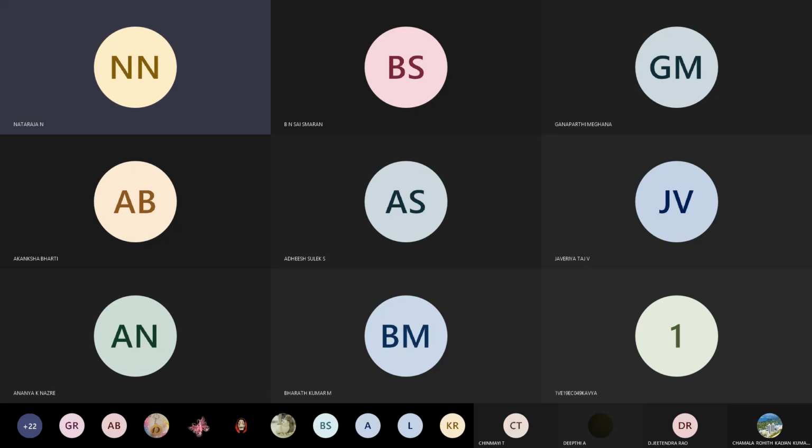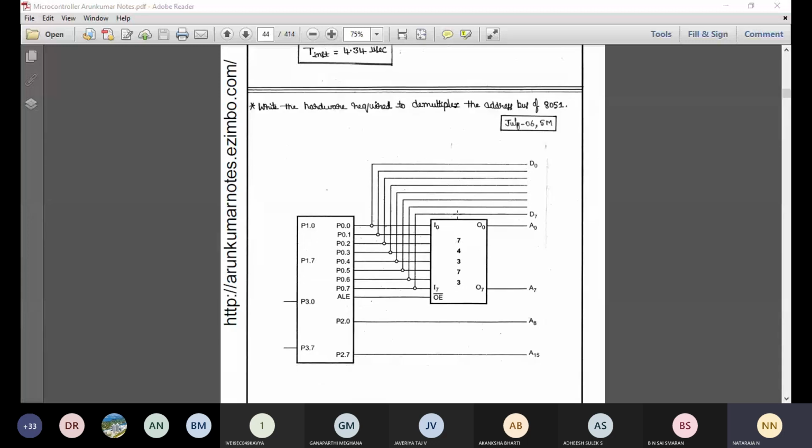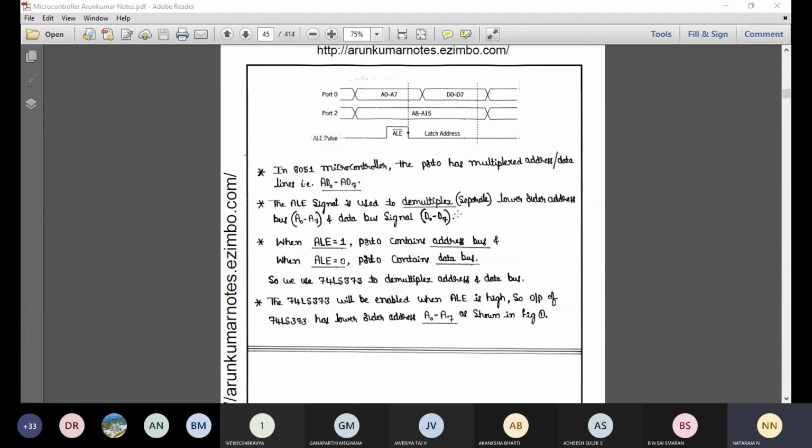Okay, I will share the PDF. You make a note of those points. With respect to this first concept, the hardware requirement to demultiplex the address and data, make a note of these important points.